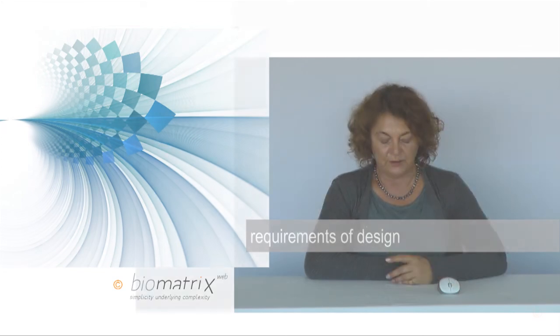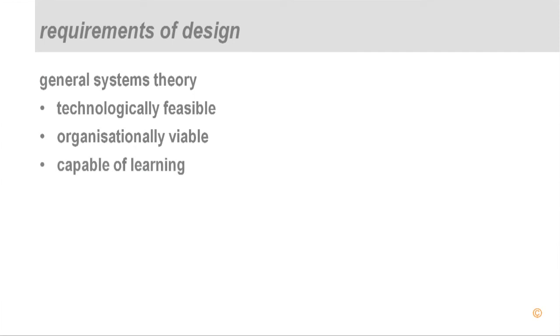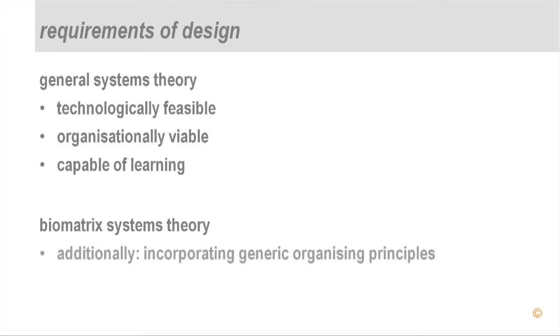And the third requirement is that the system must be capable of learning and development, and that must be built into the system. Now, biometrics system theory and our methodology would agree with those 3 points and add maybe a fourth point, and that is the need to incorporate generic, systemic organizing principles. And those are the principles of biometric systems theory.